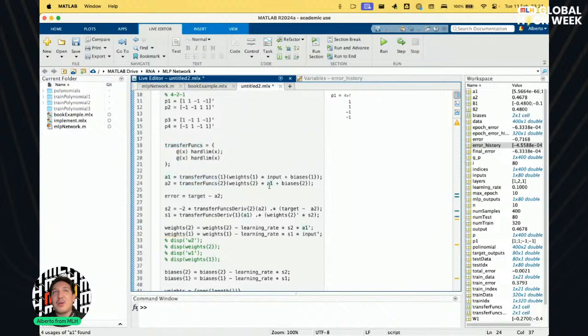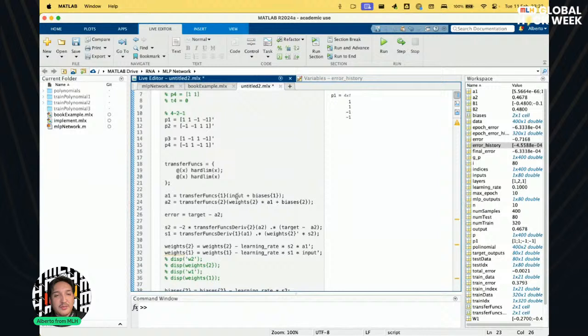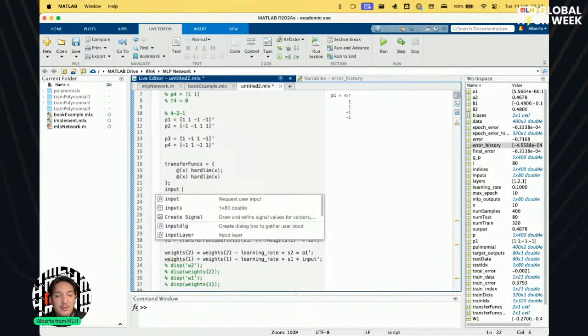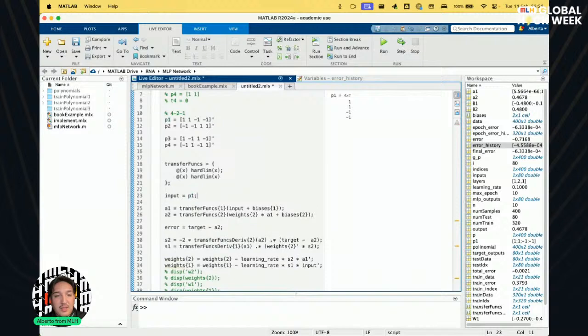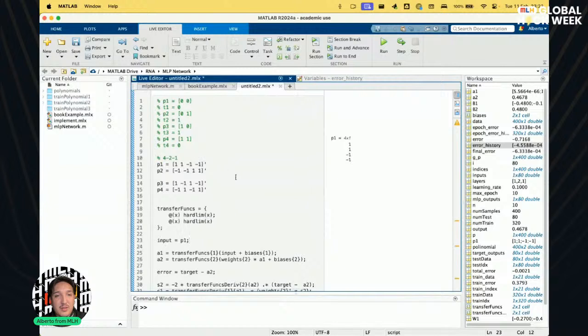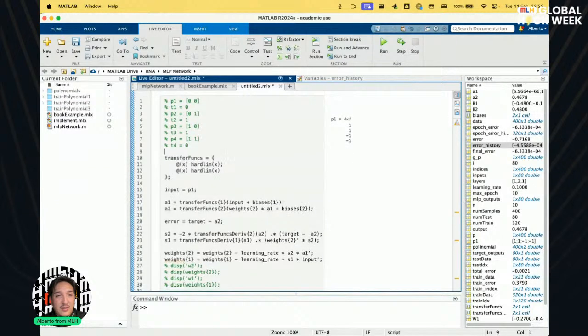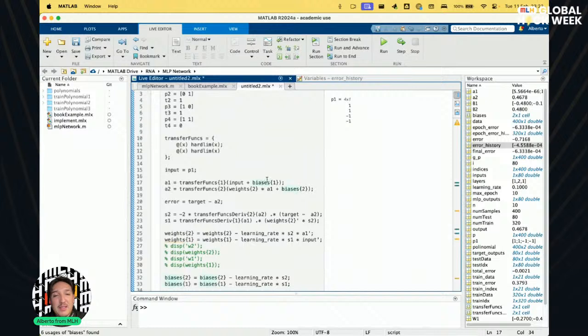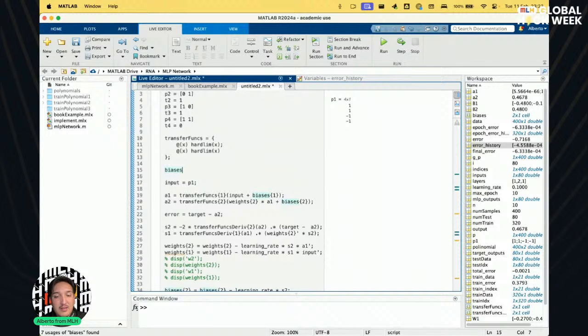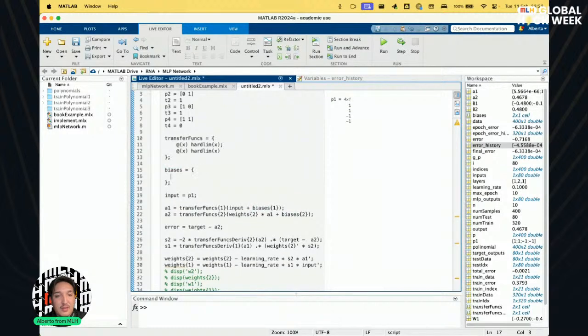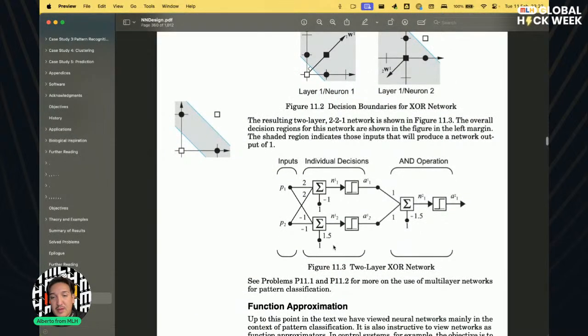Okay, nice. Sorry, I missed those comments before. Yeah, the transfer functions will be one and two. We will get rid of these weights. The input will be, let's do input right now, p1, and this should be 0, plus the biases, and the biases are going to be -1, 1.5.